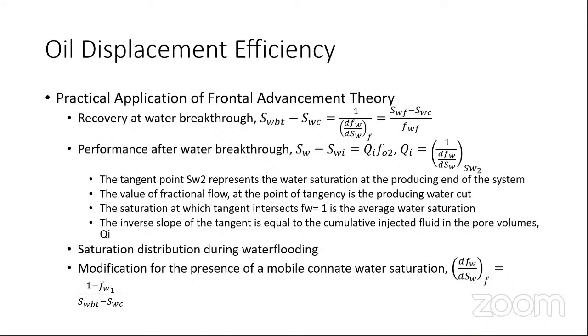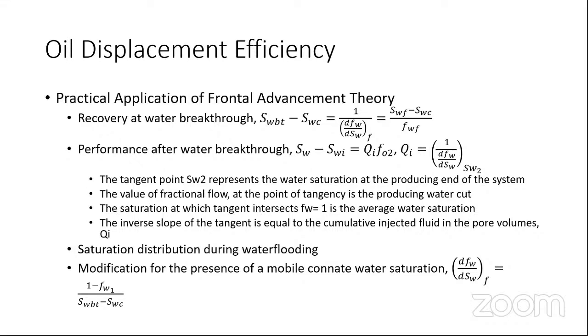So you have the practical application of the frontal advancement theory, where you have recovery at water breakthrough. And then you have performance at water breakthrough. The tangent at point Sw2 represents the water saturation at the producing end of the system. The fractional flow at the point of tangency is the producing water cut.